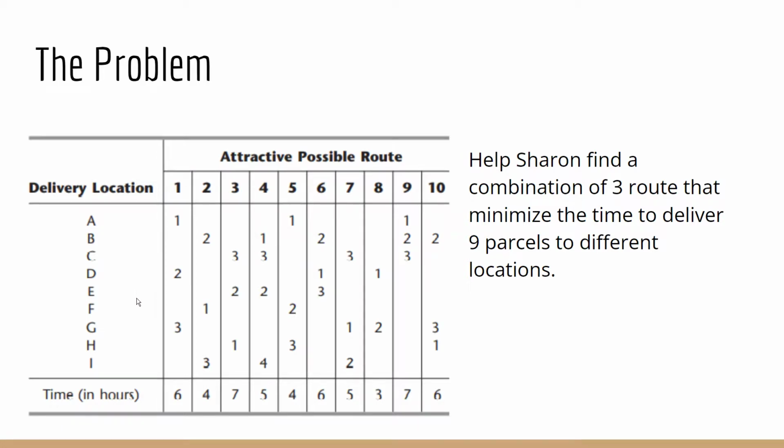On the table on the left, we can see there are 9 different delivery locations labeled A to I, and 10 different attractive possible routes labeled 1 to 10. Each route will stop at different locations with different time costs. For example, route number one will stop at location A first, then location D, then G, with 6 hours in total. And route number two will stop at location F, then B, then I, with 4 hours in total.